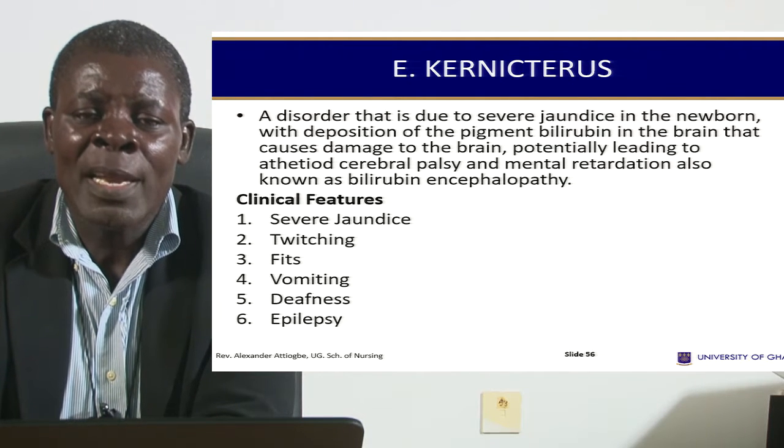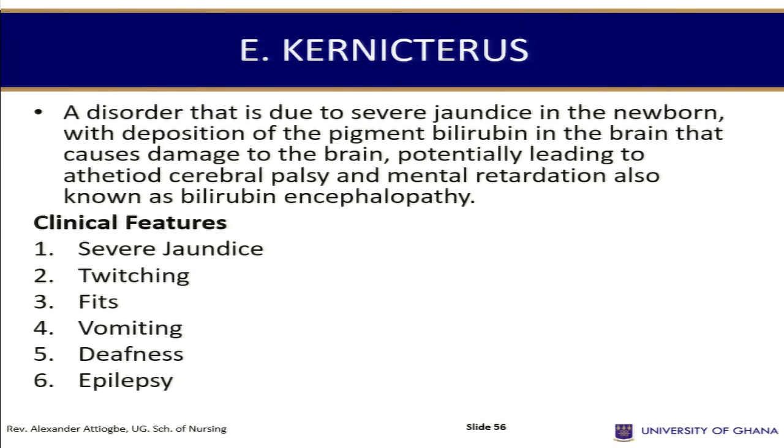And finally, we have kernicterus. This is a disorder that is due to severe jaundice in the newborn with deposition of the pigment bilirubin in the brain that causes damage to the brain, potentially leading to athetoid cerebral palsy and mental retardation, also known as bilirubin encephalopathy. Clinical features of kernicterus are severe jaundice, twitching, fits, vomiting, deafness, and epilepsy.